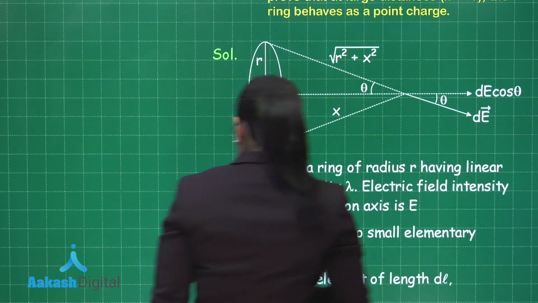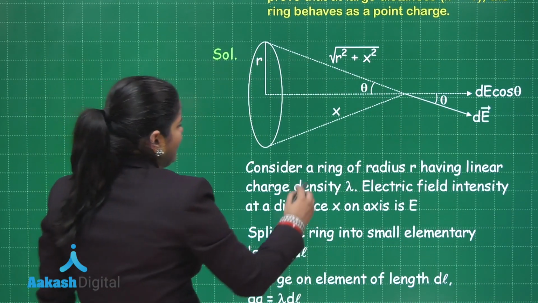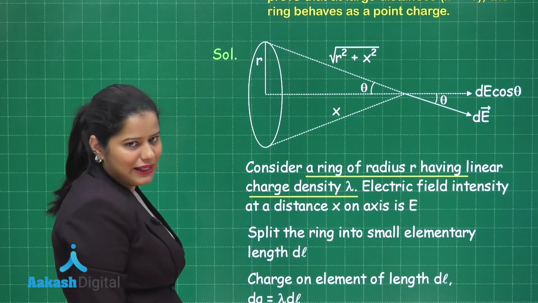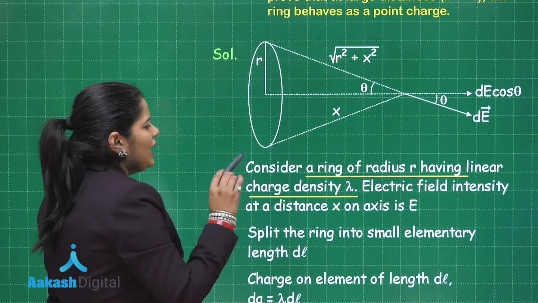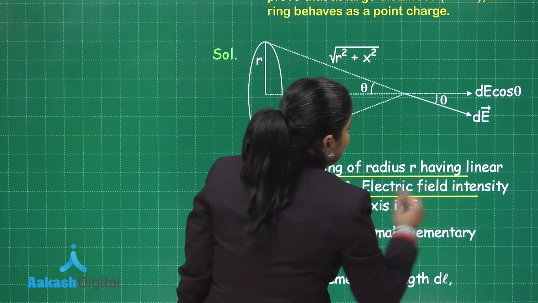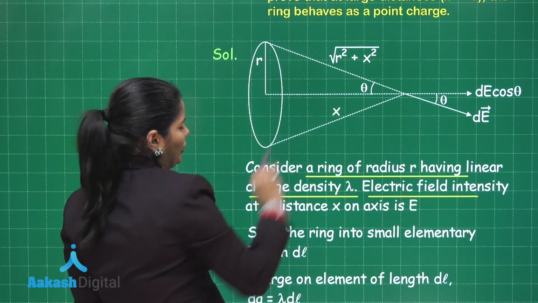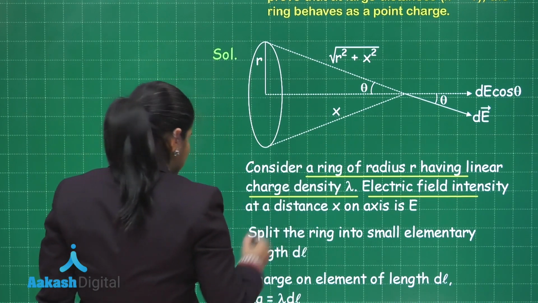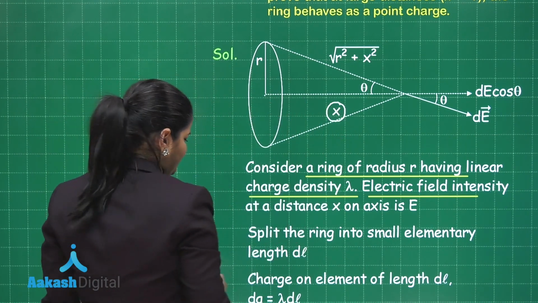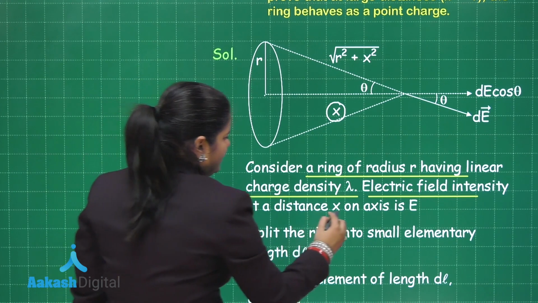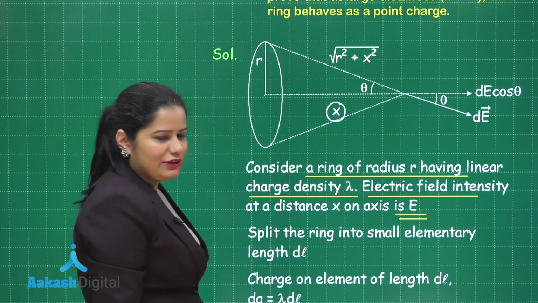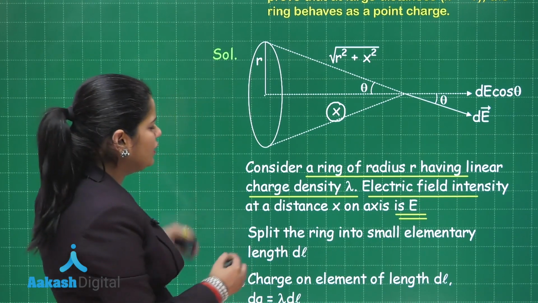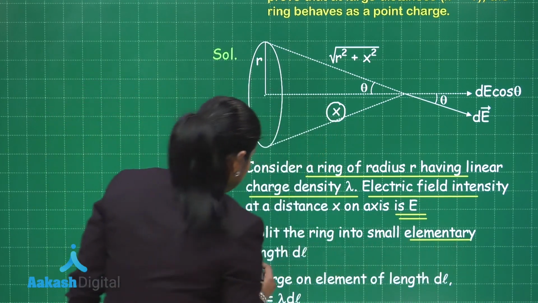So what we are going to consider here is a ring of radius r which has the linear charge density lambda that we have considered here. अब यहाँ पर हमें फाइंड आउट करना है इलेक्ट्रिक फील्ड इंटेंसिटी एट अ पॉइंट. सो वी आर टेकिंग द पॉइंट टू बी एट अ डिस्टेंस x फ्रॉम द सेंटर. ओके, वी आर एज्यूमिंग द इलेक्ट्रिक फील्ड टू बी E. नाउ व्हाट वी आर गोइंग टू डू इज वी आर गोइंग टू स्प्लिट द रिंग इनटू smaller elementary length dl.